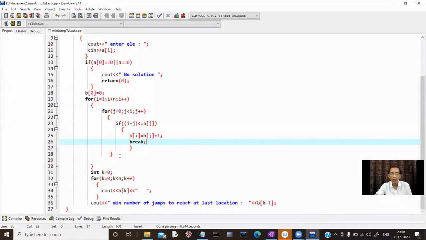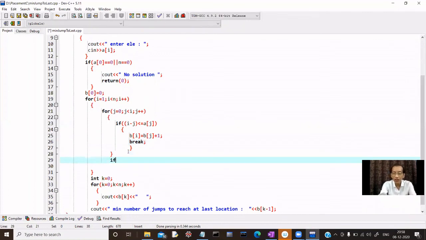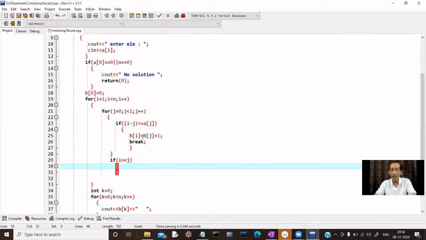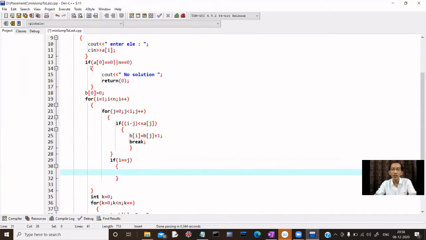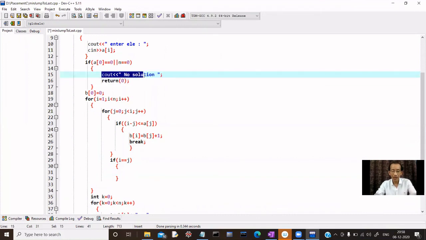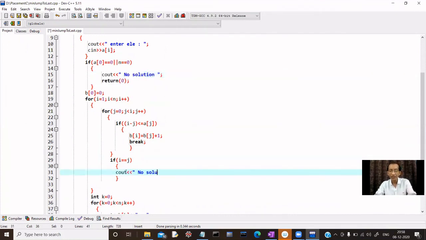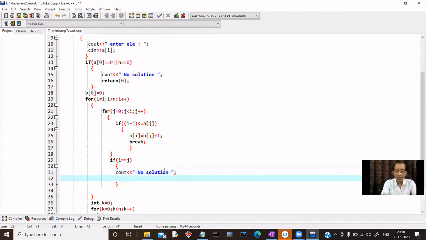Here, once you come out from the for loop, you just check that condition. If i equals j, that means the inner loop ran fully and reached i. Then there is no question of having any solution. So this is to be included also. You take that, print no solution possible, and return from here. There is no question of printing any solution. So this is the code.